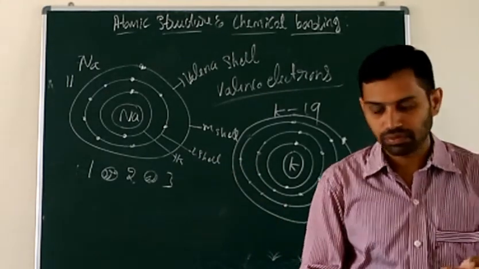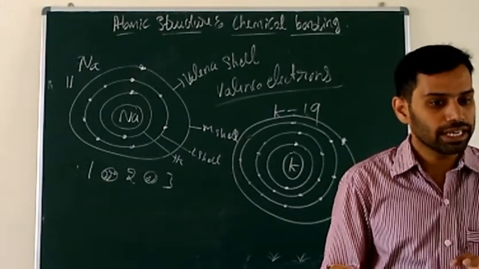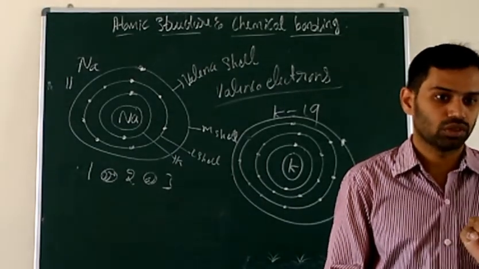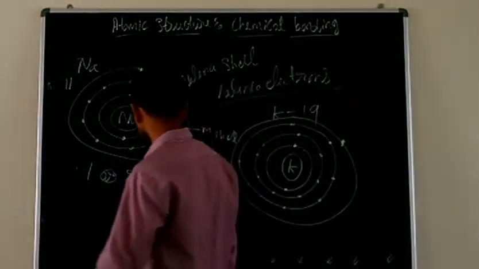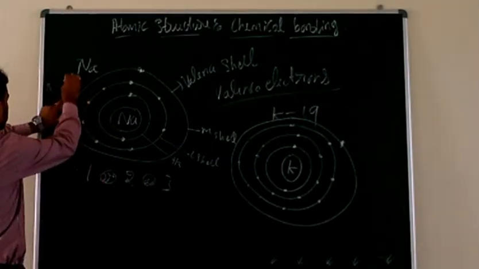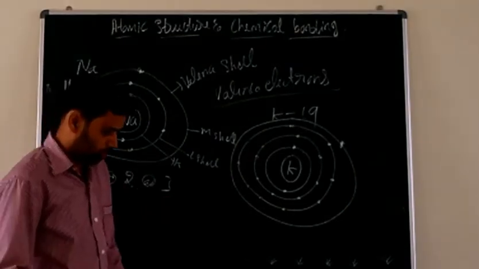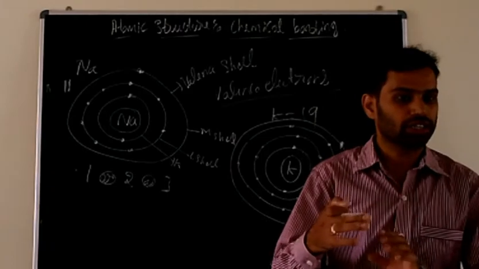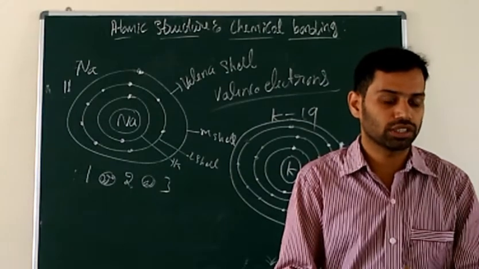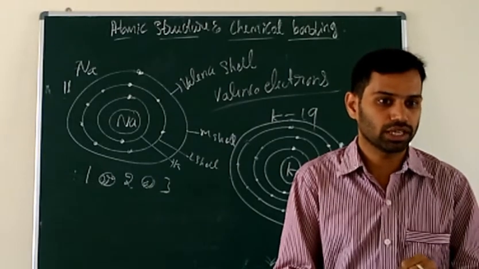The metals are going to lose electrons. By losing an electron, they gain a positive charge. For example, sodium has 11 protons, equal to 11 electrons. Atoms which have 1, 2 or 3 electrons in their outermost shell always lose electrons. They will not gain electrons. Why do they lose electrons? To attain the stable state.